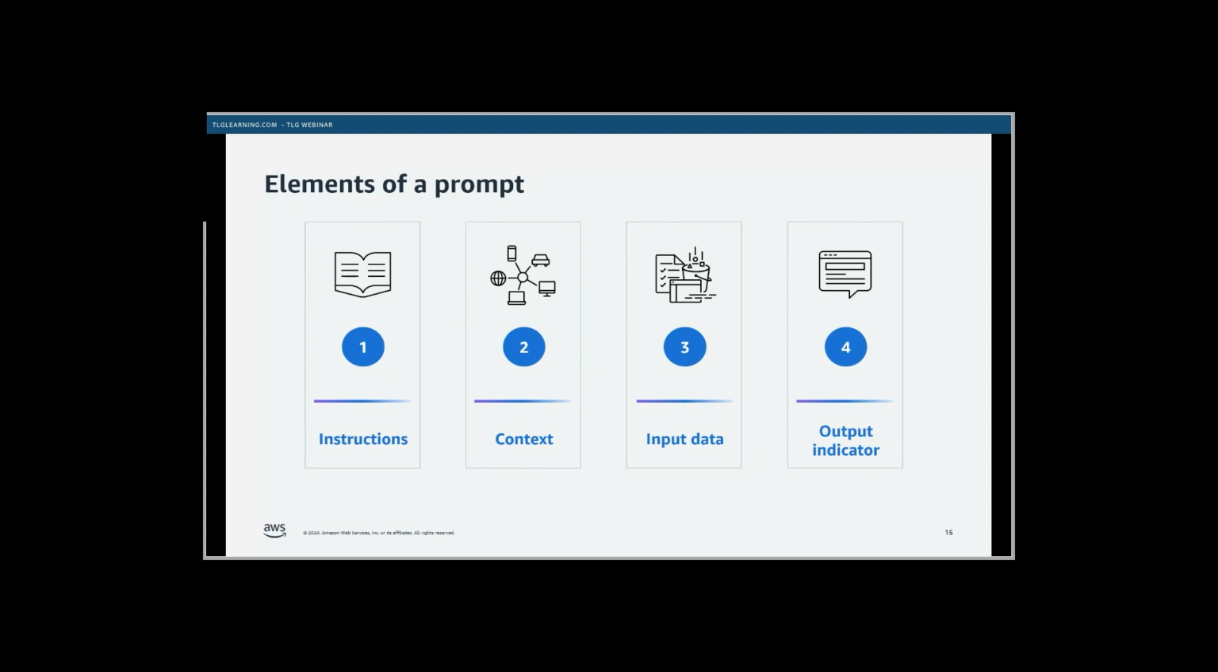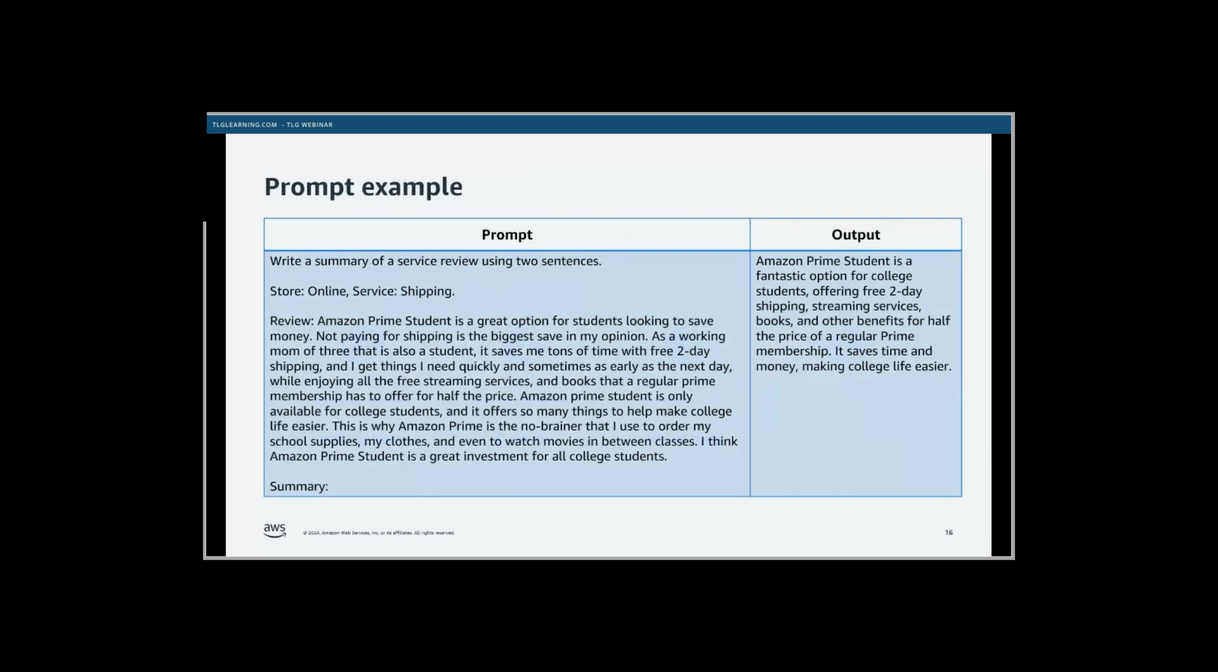Well, there are four elements, and this varies also. You may see other variations on this, but we're going to consider four elements of a prompt: the instruction, the question or the task that we're asking of the AI, context, any input data like a file we might wish to provide, and then the output indicator. What does that mean?